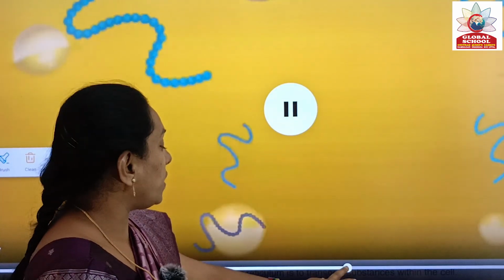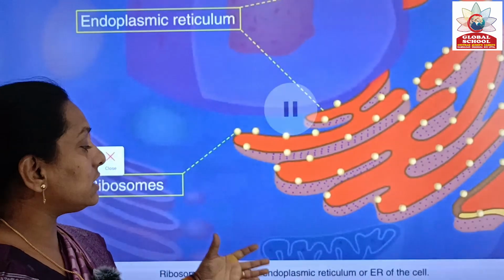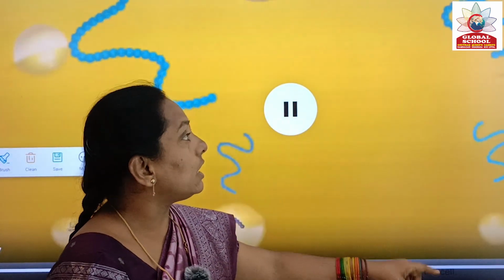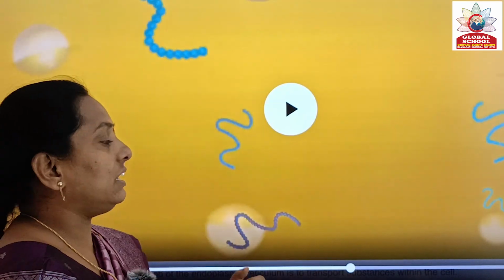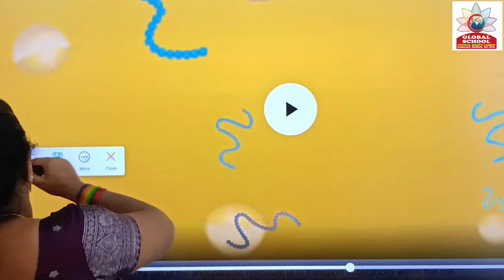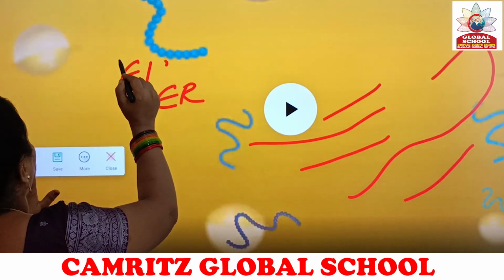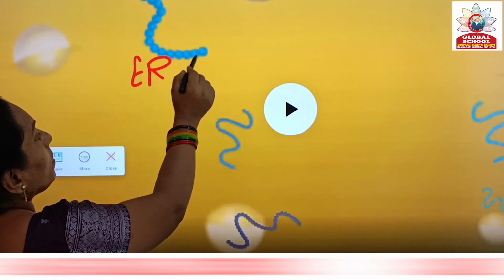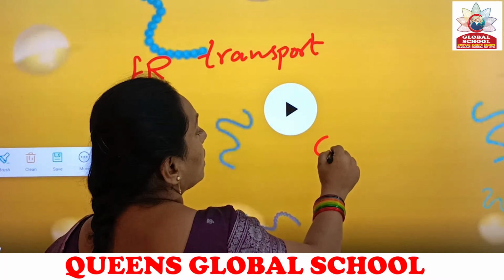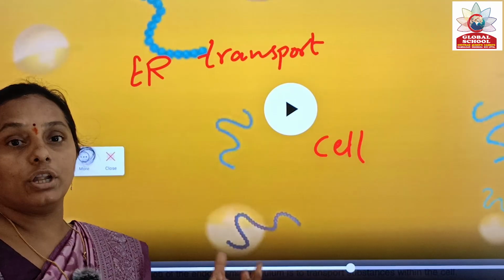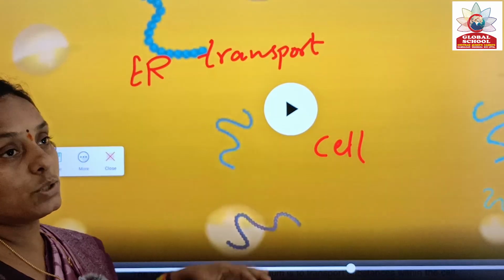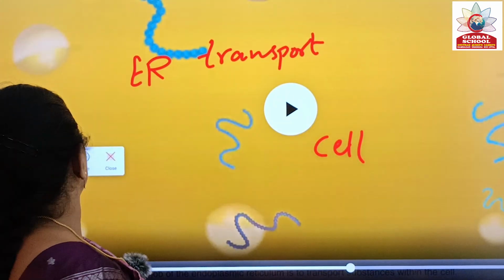Now, what is the job of the endoplasmic reticulum? It helps the proteins to be transferred within the cell. See, after collecting the material, it needs to be transported. So this is the work done by the endoplasmic reticulum. The ER helps to transport the material in the cell. Who produces the proteins? Proteins are produced by ribosomes, and these proteins are transported by the ER in the cell.